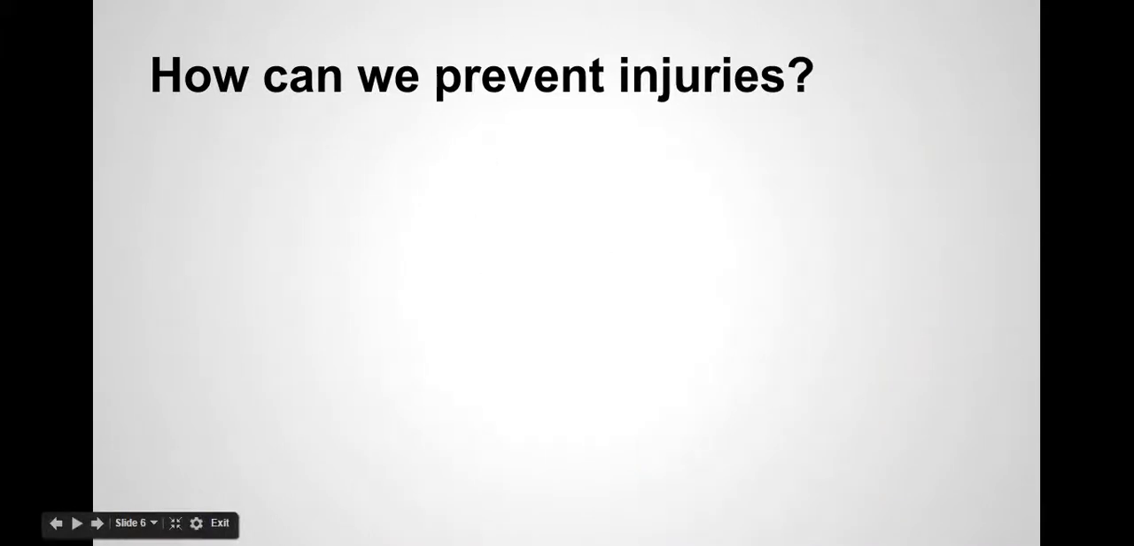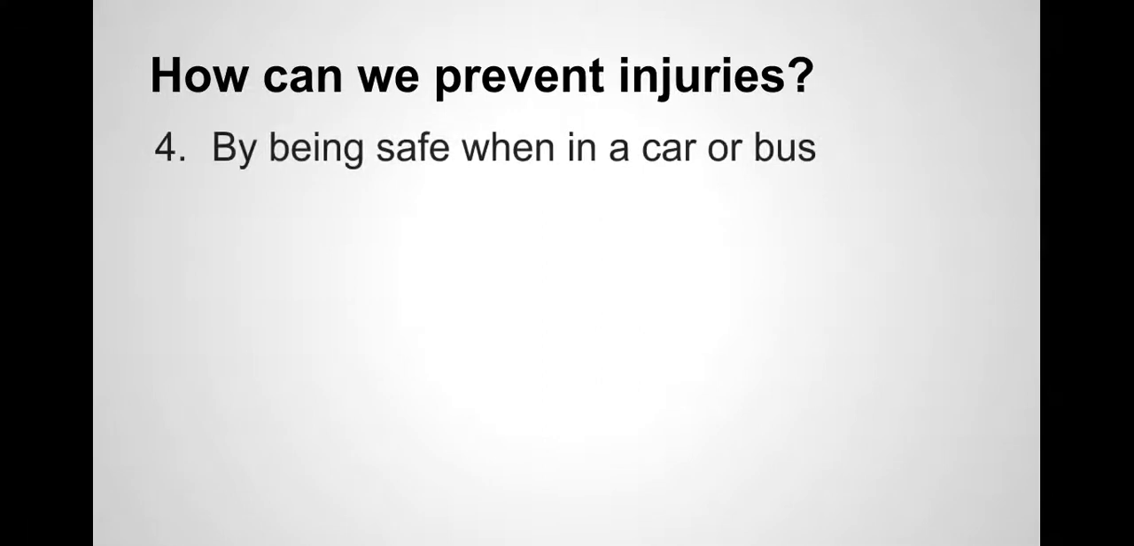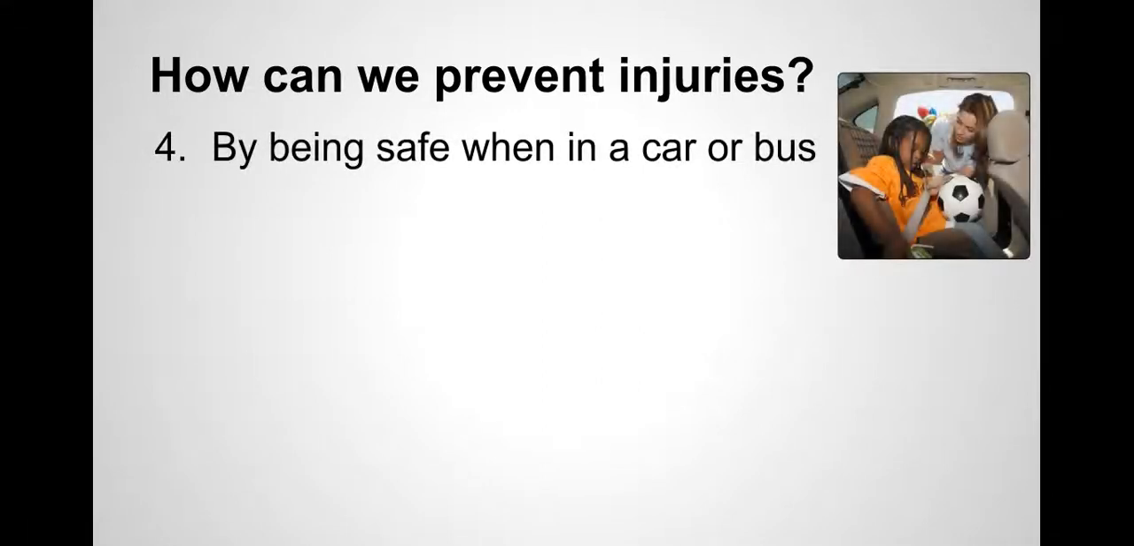How can we prevent injuries, continued. Number 4, we can prevent injuries while riding in a car or bus. Some things to think about. Always wear a seatbelt. Keep doors locked. Do not distract the driver. Get out of the car curbside and stay seated while it is moving.